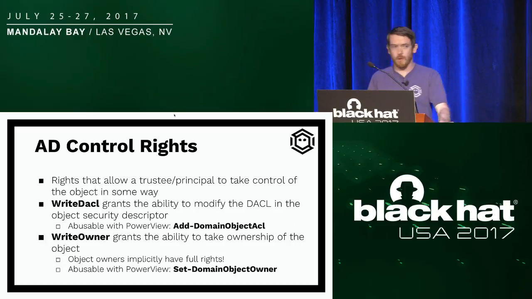So what do I mean by control rights? There are a couple of rights that will allow a trustee or principal to take control of the object in a specific way instead of modifying the actual object itself. So WriteDACL will grant us the ability to modify the DACL, right? It is abusable with PowerView with Add-DomainObjectAcl. And WriteOwner grants us the ability to take ownership of the object in Active Directory. The reason we care about this is that owners have implicitly complete rights on the object, even if there's an explicit deny. So even if Will has complete deny on Andy, if I'm the owner, then I have complete full access. And this is abusable with PowerView with Set-DomainObjectOwner.